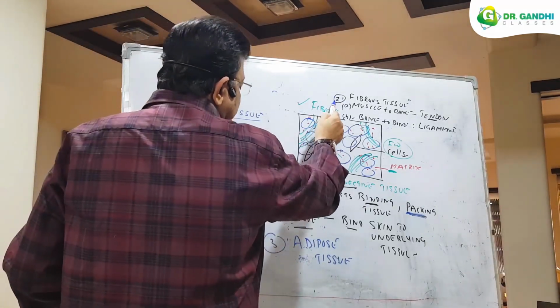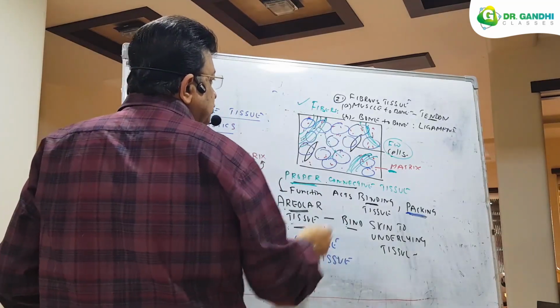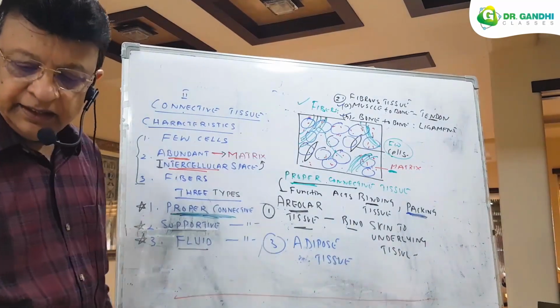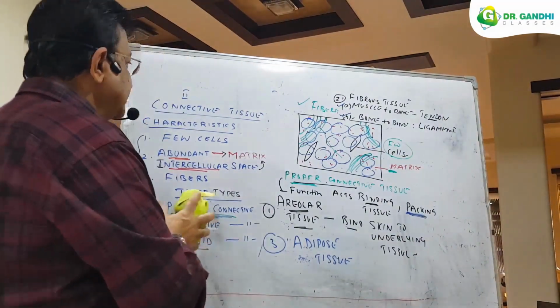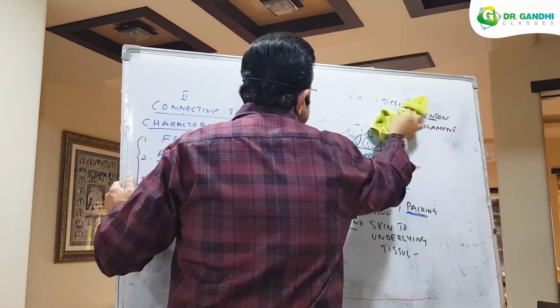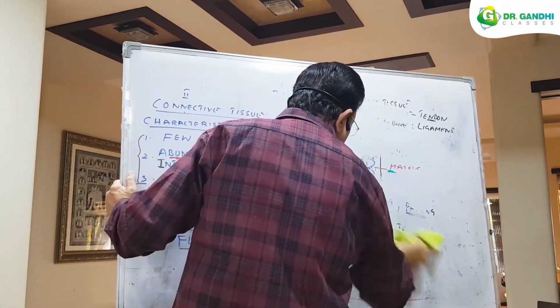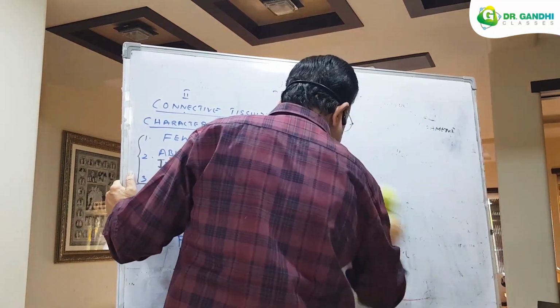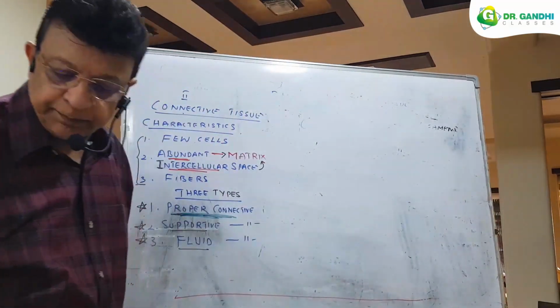Areolar tissue, fibrous tissue, adipose tissue. Fibrous tissue is made up of tendon and ligament. We go to the next one, supportive tissue. The second one is the supportive tissue. Now why do you call it supportive? That is because it supports.